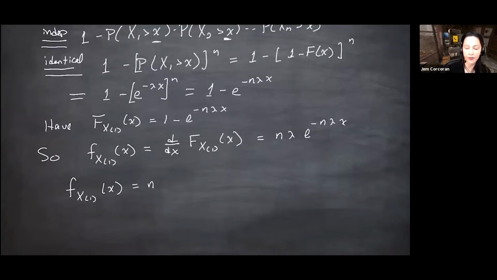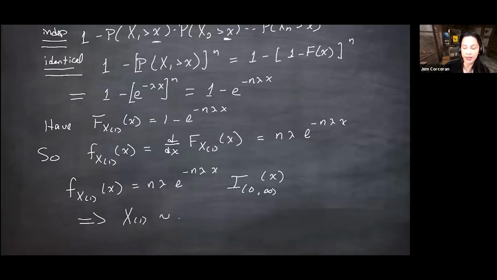And so we have a nice known named distribution. This doesn't always happen, that you get the same type of distribution or even any known name distribution, but we've seen that the minimum is exponential with rate n times lambda.